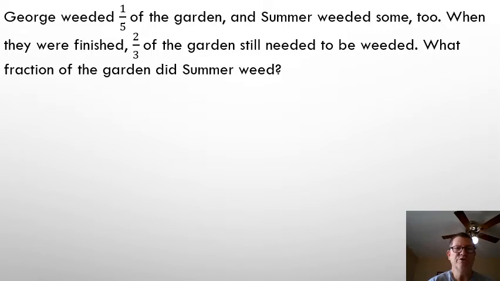It says George weeded 1/5 of the garden, and Summer weeded some too. When they were finished, 2/3 of the garden still needed to be weeded. What fraction of the garden did Summer weed? Okay, so that was basically the gist of it. We know two people are weeding the garden. One person weeded 1/5, another one weeded some too. We don't know exactly how much. And when they got done, there was 2/3 of it. And they want to know how much Summer actually weeded.